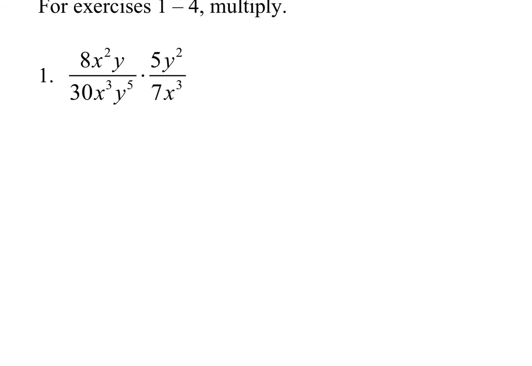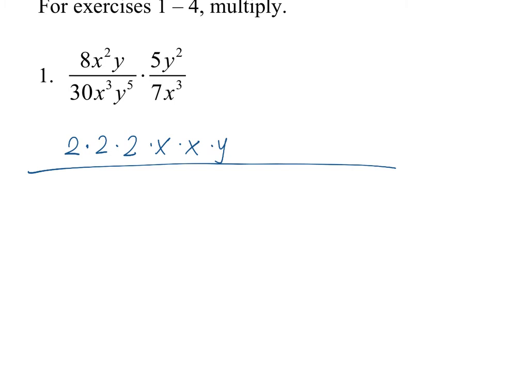But if we're going to factor everything out, I can write 8 as 2 times 4, but 4 is 2 times 2. So 8 is 2 times 2 times 2, right? X squared is x times x. Y is just y. 5 is already prime. Y squared is y times y. 30 is 6 times 5, but 6 is really 2 times 3. So 2 times 3 times 5 is 30.